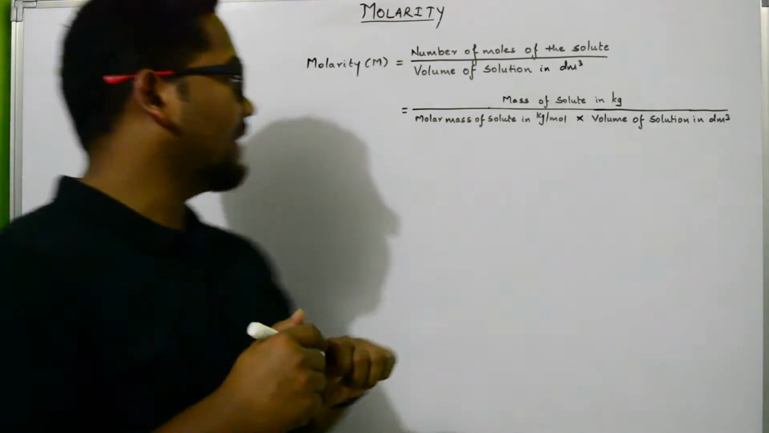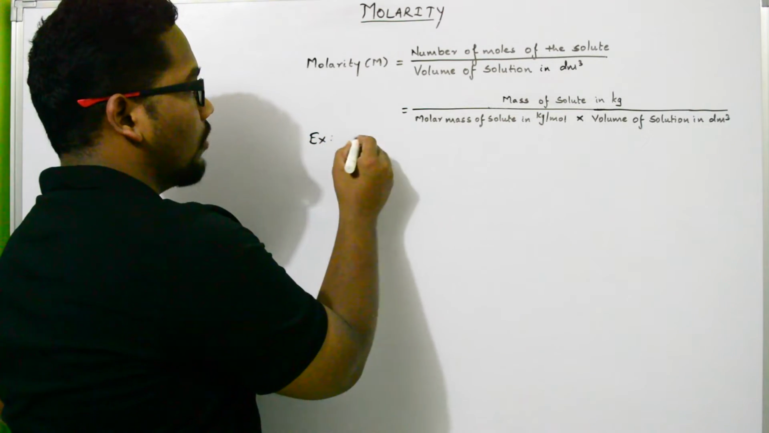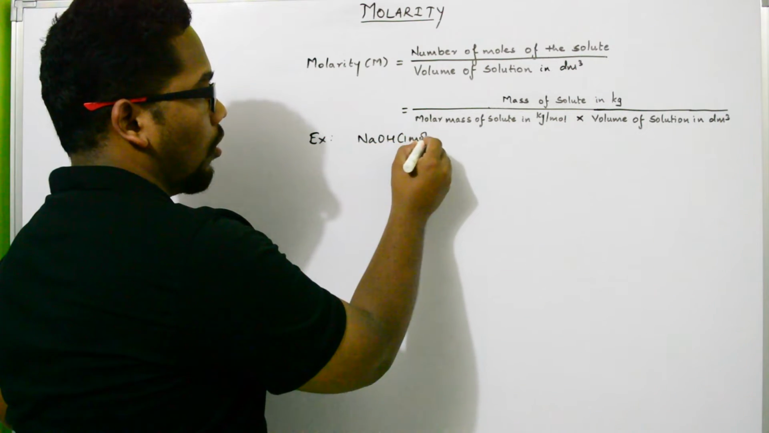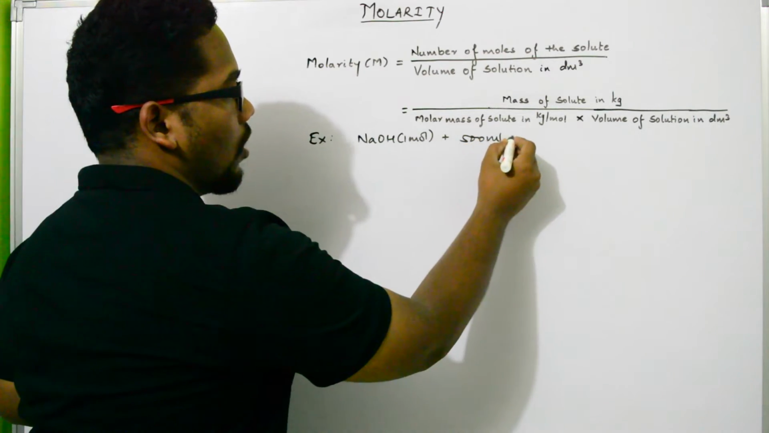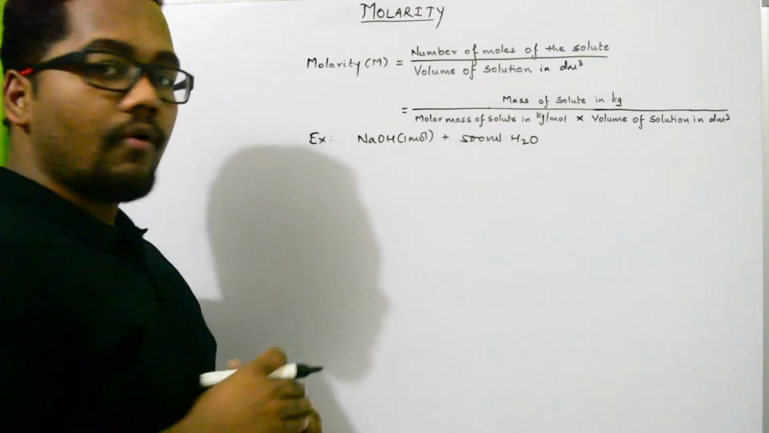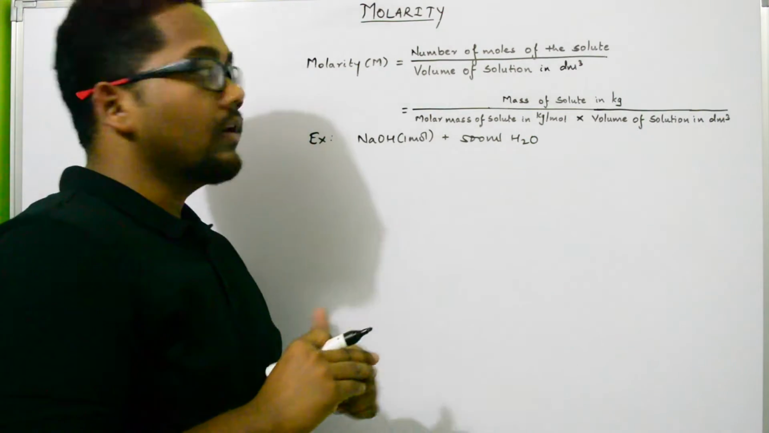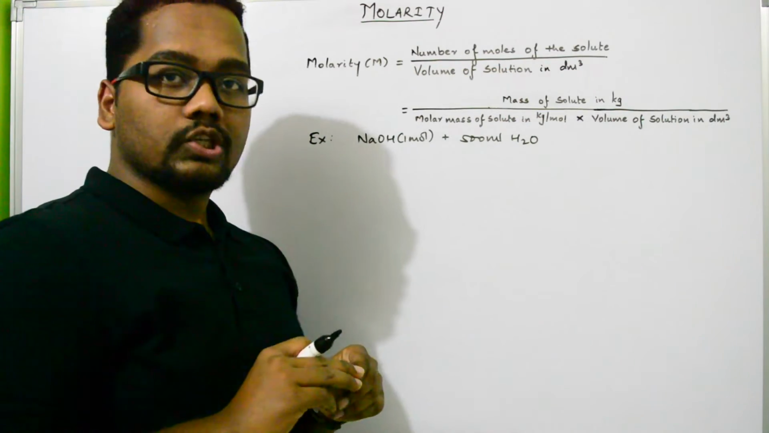Now, we will take one simple example. Suppose we are making a solution by dissolving 1 mole of NaOH. So I am having 1 mole of NaOH and that I am just simply putting in 500 ml of water. Okay. So how will I do the calculation? As you know, what is the simple formula of molarity? Molarity is equal to number of moles of the solute divided by volume of solution in dm cube.